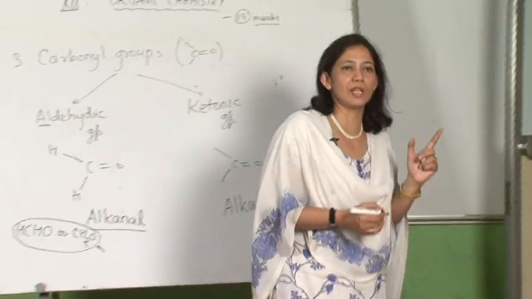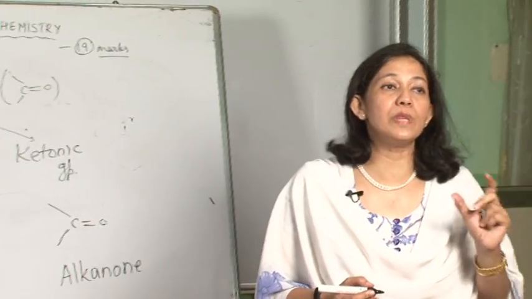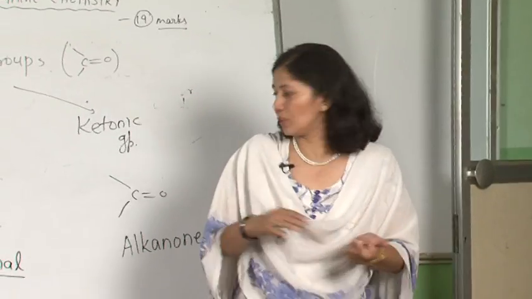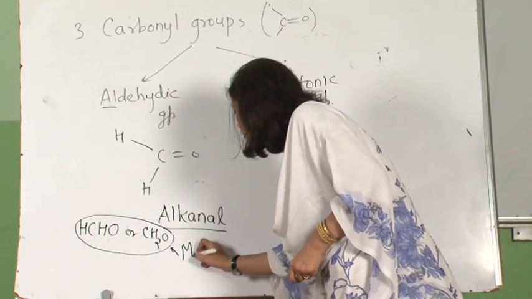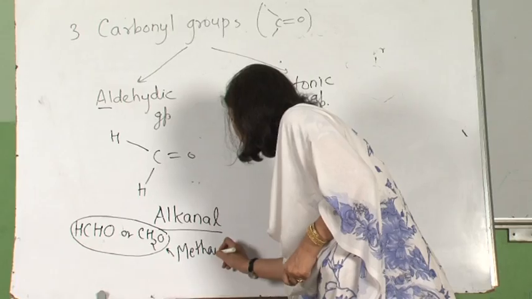Just count here how many carbon atoms. There is only one carbon atom. One carbon atom, alkane is methane. So, its corresponding alkanal goes as methanal. Thus, I am writing the word here as methanal.